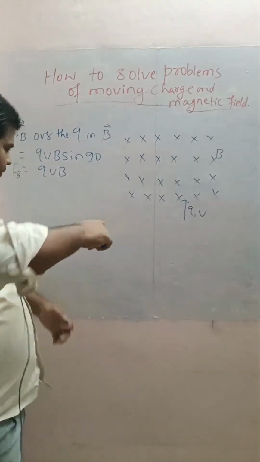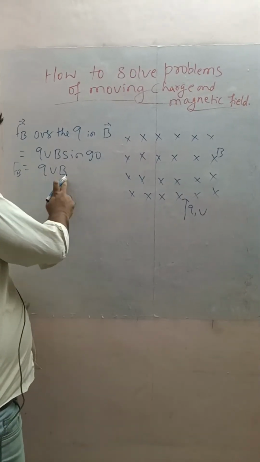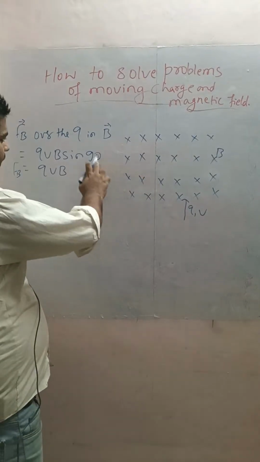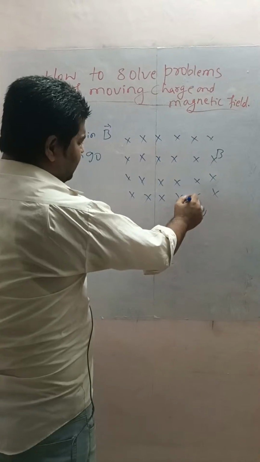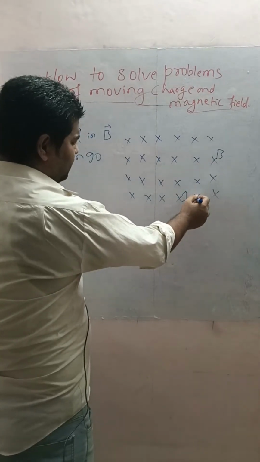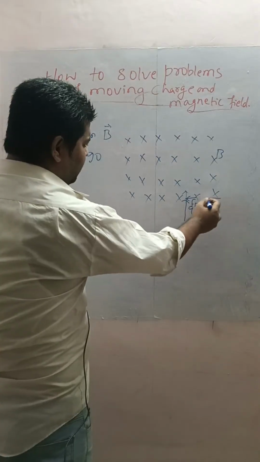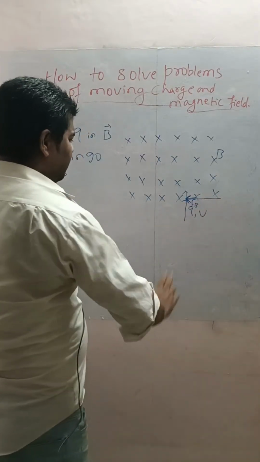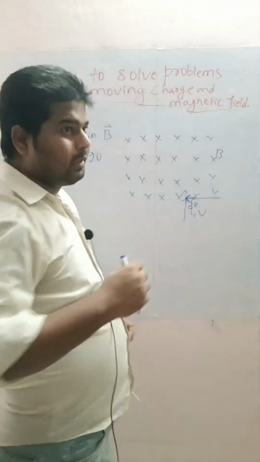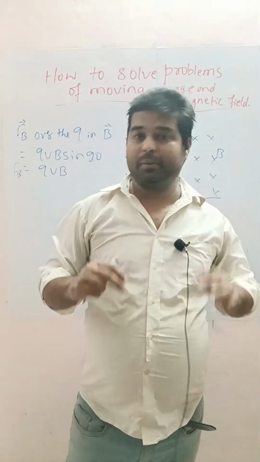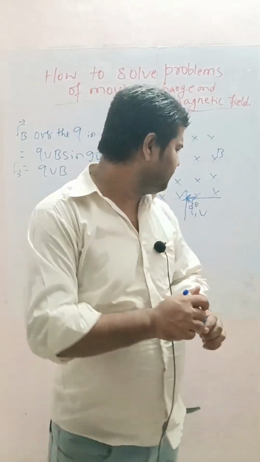This is a concept: F equals qvB. The charge is entering at an angle of 90 degrees. As it enters here, the charge feels a magnetic force in this direction, perpendicular to its motion. And you know that a perpendicular force can't do any work. It just changes its direction.